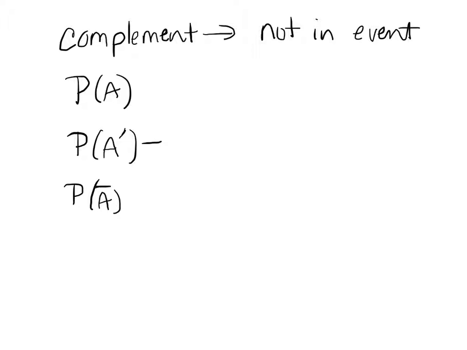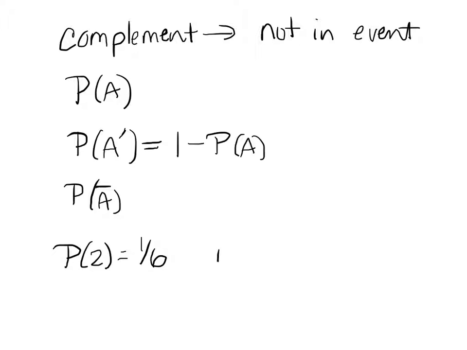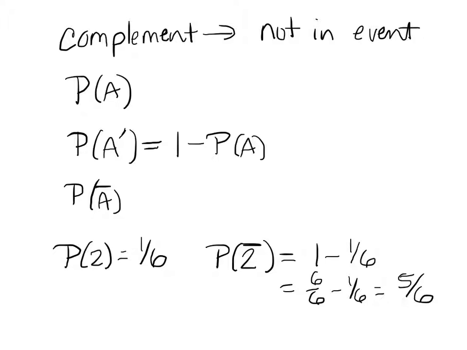the probability of A complement is going to be what's not an A, so you're going to take 100% minus the probability of A, and that's going to be your complement. So let's think of an example. Let's say you know the probability of getting a 2 on a die is 1 out of 6. Well, then the complement of that would be the probability of not getting a 2, which would be 1 minus 1/6, or 6/6 minus 1/6, which would be 5/6. So basically you're just saying what's left. After you take away this 1/6, what's left? You get the 5/6 left.